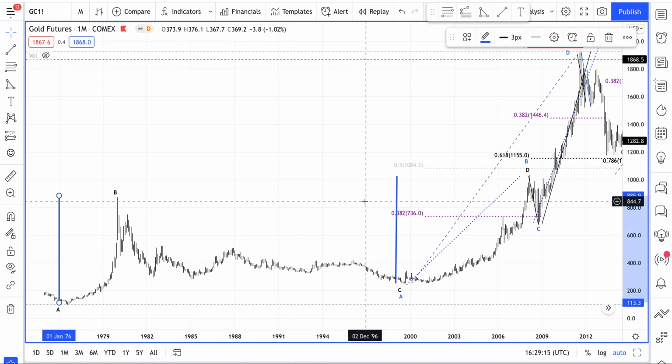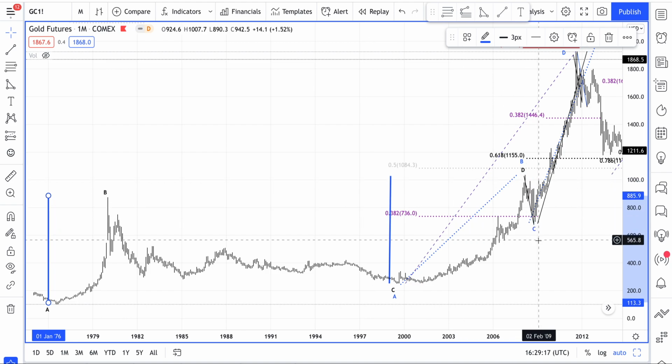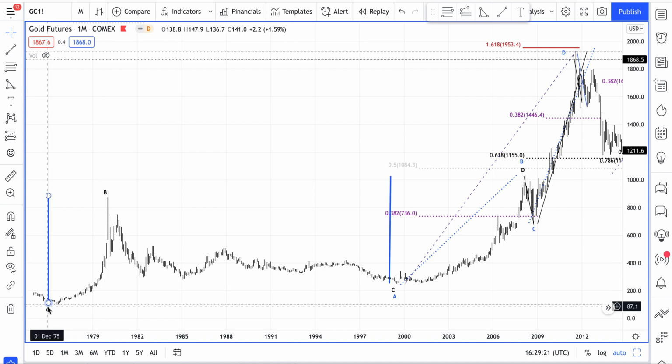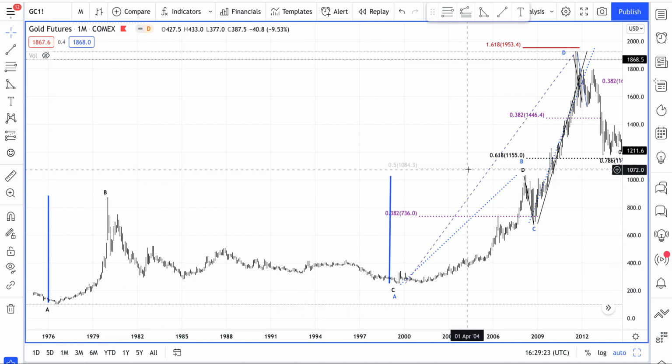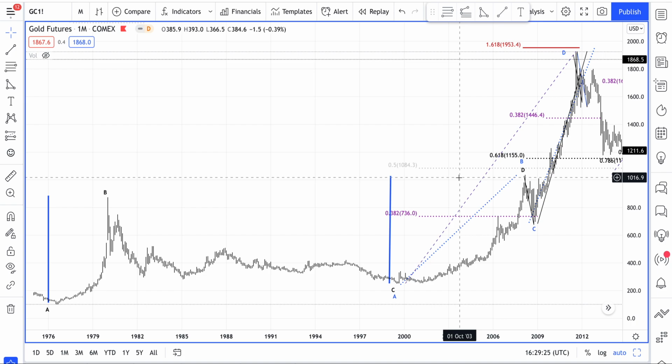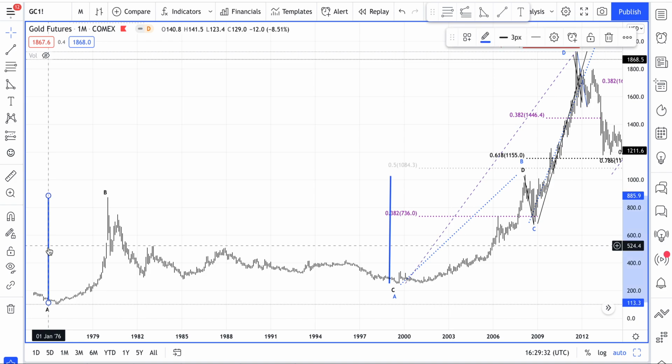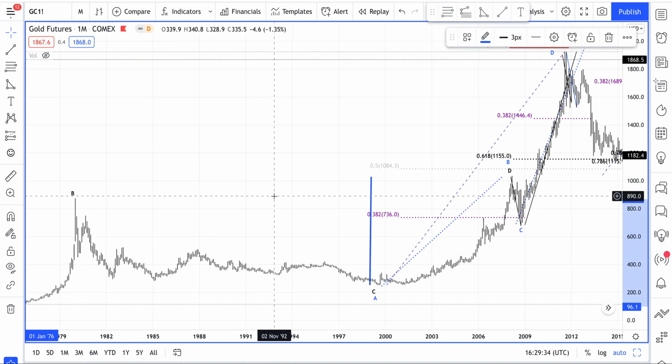And gold made a retracement, and we'll talk about that. But what is really important to see is that gold made this ABCD structure, and it appears that it completed a cycle of ABCD around this point.